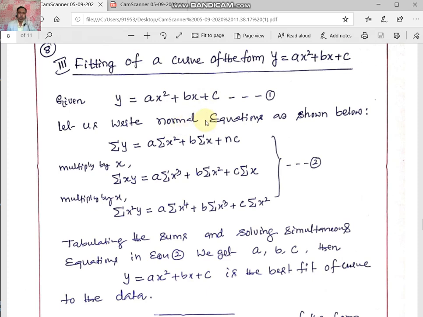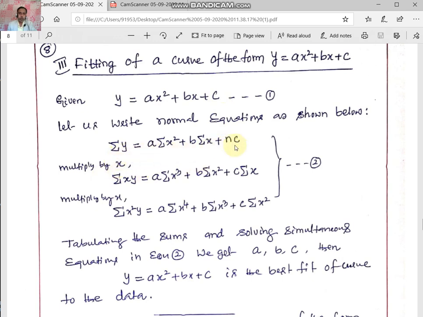Now writing normal equations for this type of curve. Apply sigma on both sides. Sigma y is equal to a sigma x square plus b into sigma x plus n times c. Why is it n times c? It is because the constant c has been added n times, therefore it is nc.